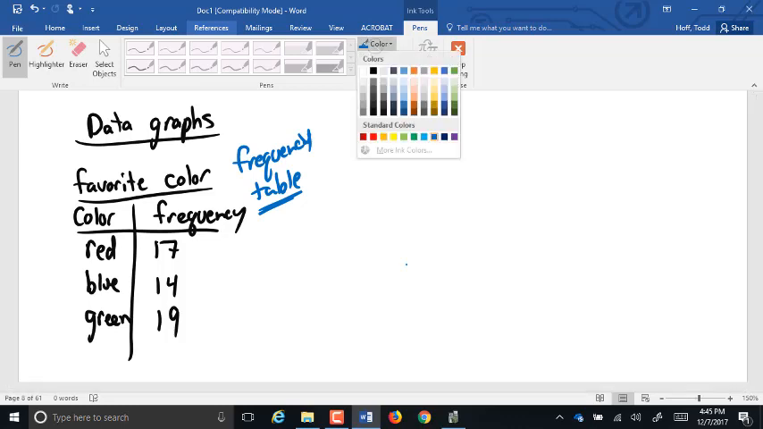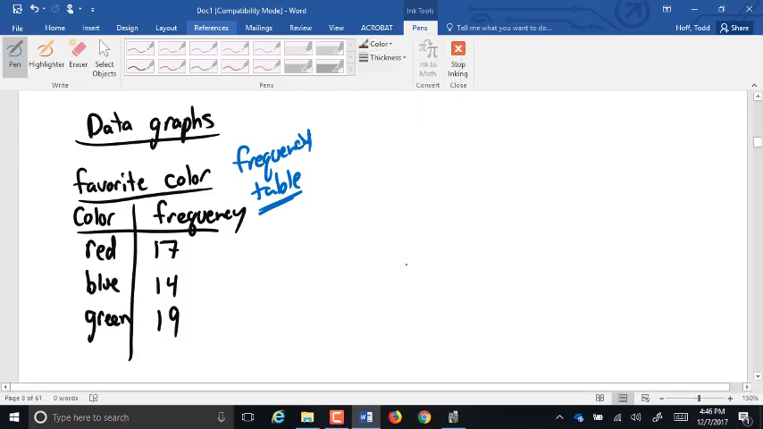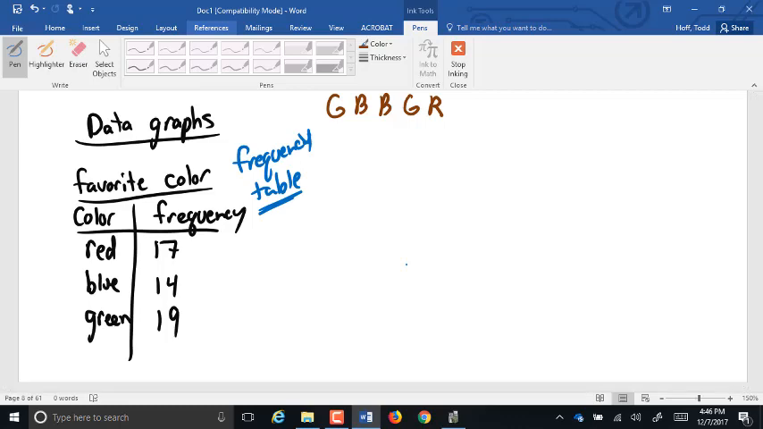Because let's face it, if I just recorded what somebody chose, oh, the first person chooses green, second person chooses blue, third person chooses blue, fourth person chooses green, fifth chooses red. I've got a list of those colors. Well, looking at that, it's really hard to get an idea of which ones chose most or not. So organizing it in a table like this helps us see that a lot better.